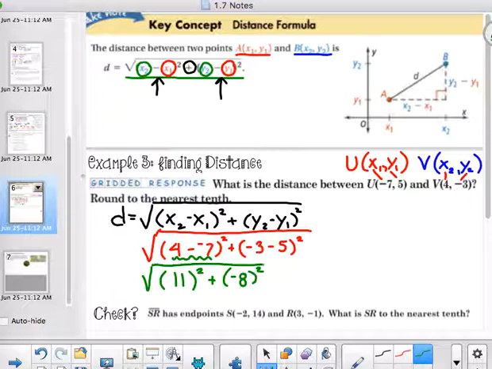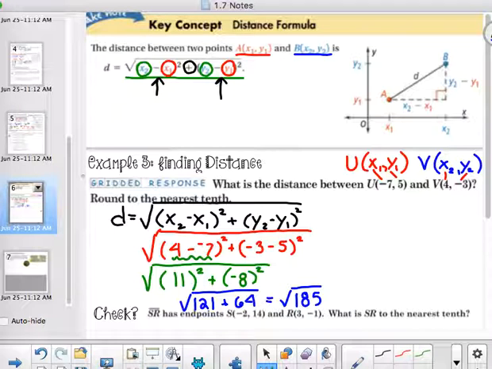All right, after we work inside of our parentheses, PEMDAS says then we work with exponents. Now we need to do 11 squared. 11 squared is 121. Negative 8 squared is equal to 64. So now we have the square root of 121 plus 64. Now I can add these two numbers together. So 121 plus 64, that gets me 185.